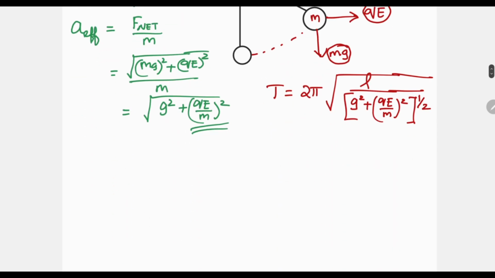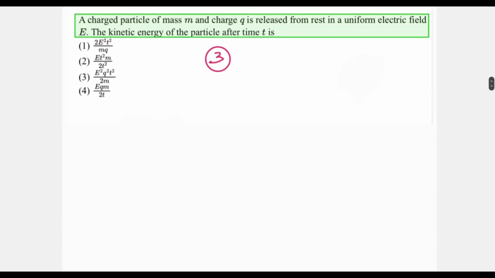Now comes our question number 3. A charged particle of mass m and charge q is released from rest in a uniform electric field E. The kinetic energy of the particle after time t is. So remember, they are asking for the kinetic energy of the particle after time t. That means in your final answer for kinetic energy, there should be t, either t square or root t by 2. So there should be a connection between kinetic energy and time.